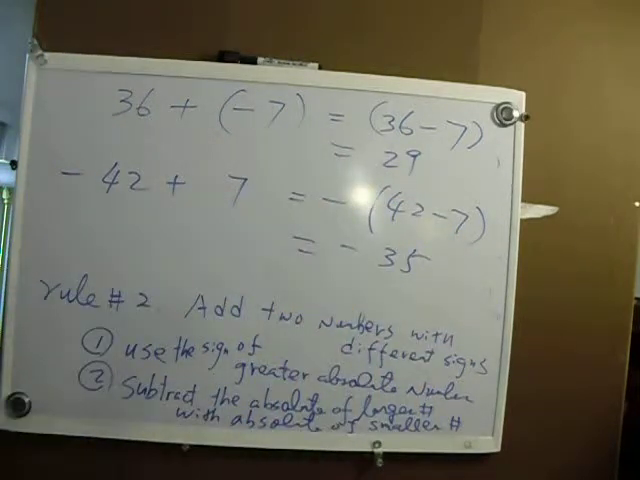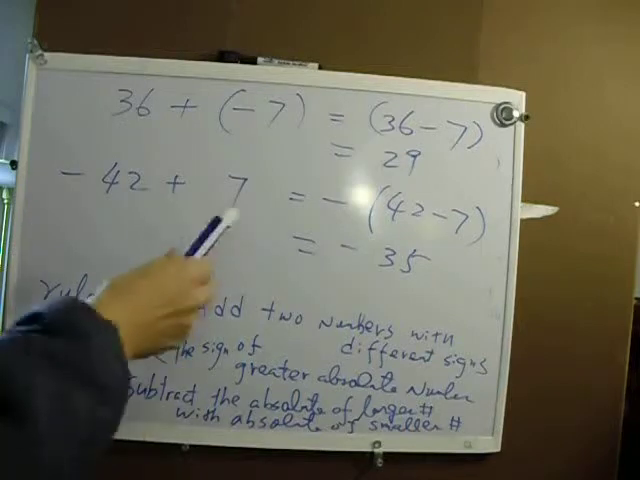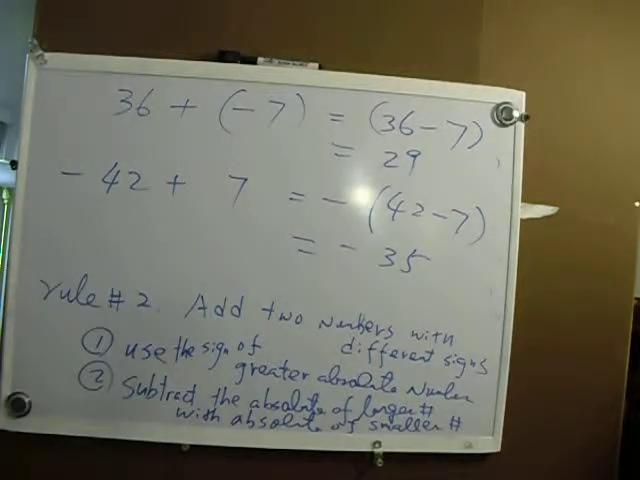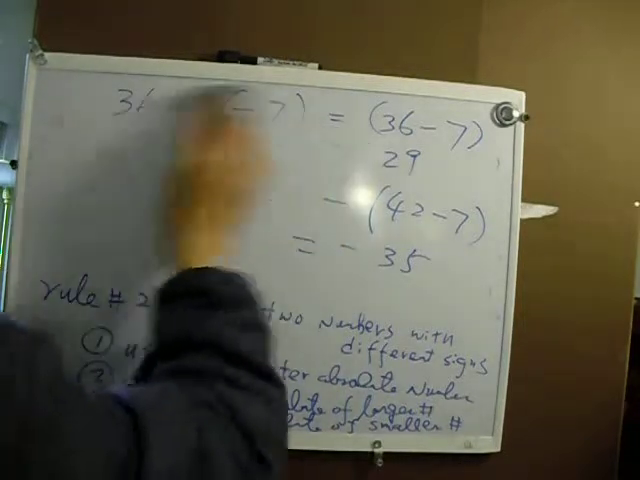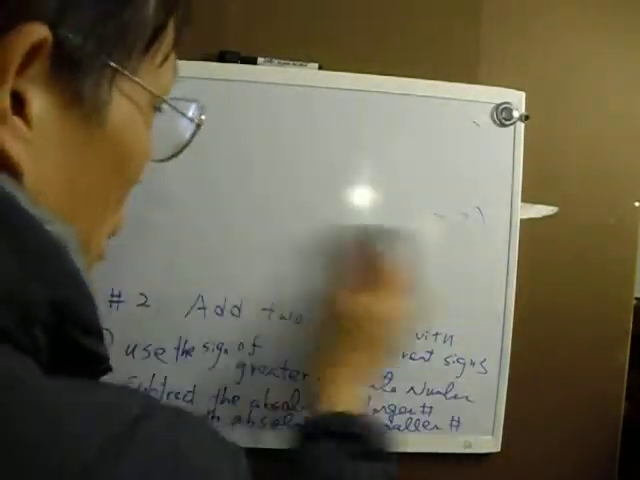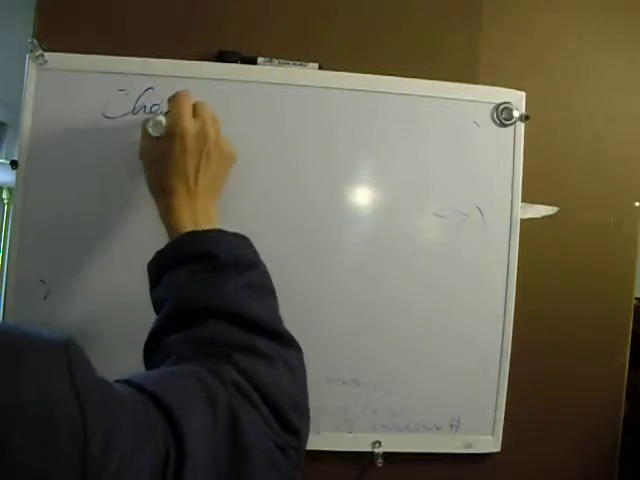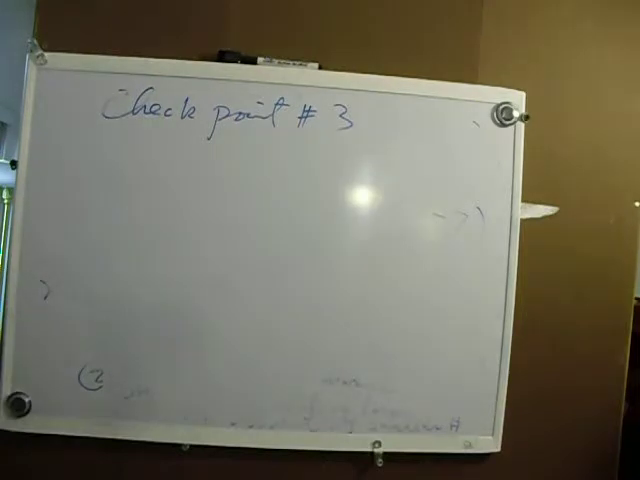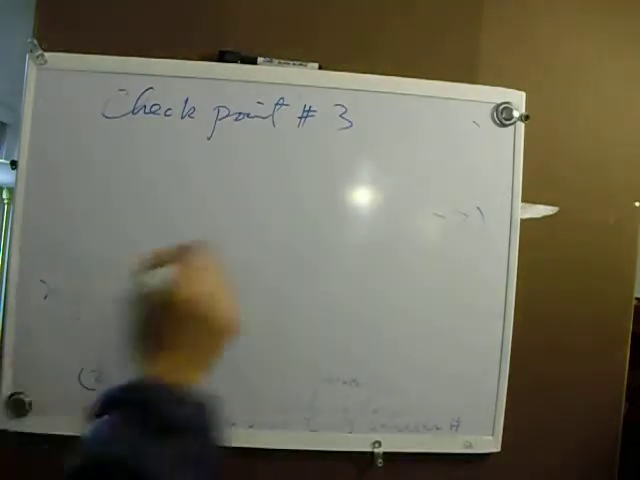That's how we use the rules to do our addition with the same sign and different signs. Let's do one or two examples here. Checkpoint number 3, page number 56.